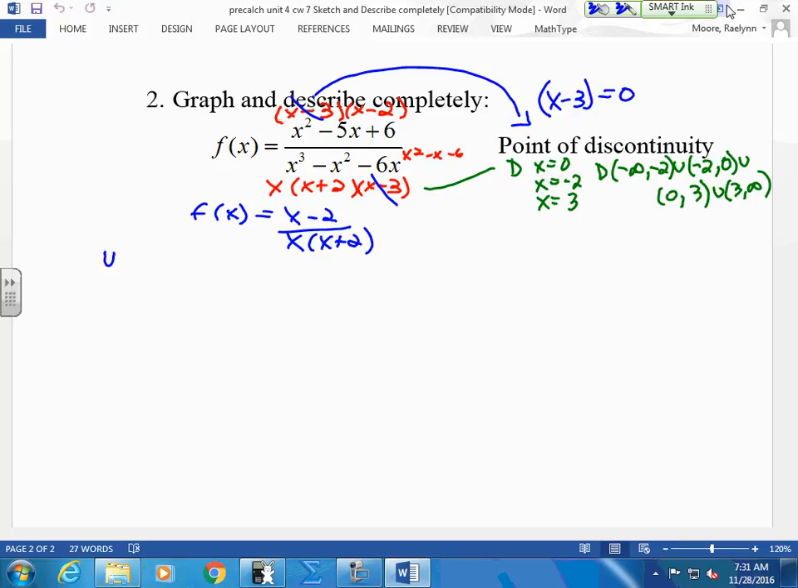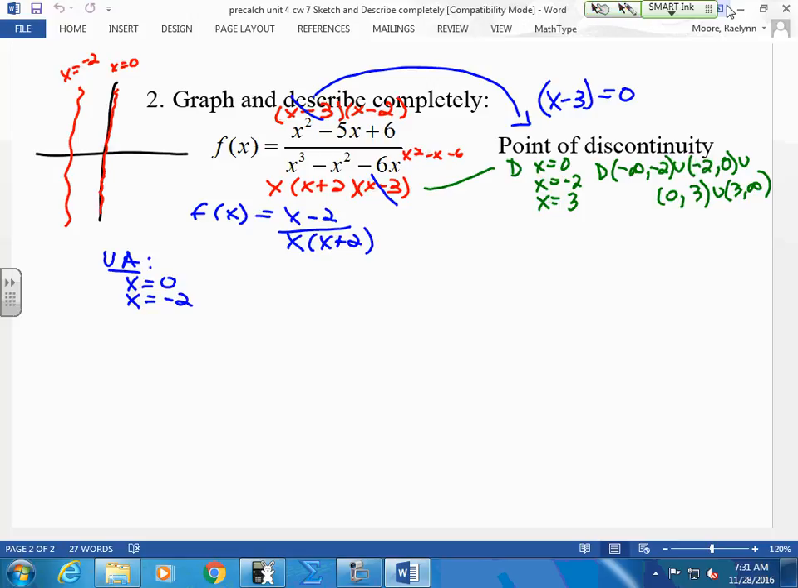So vertical asymptotes. Vertical asymptotes after we factor, that's why we say after we factor, is what's left in our denominator. So x is equal to 0 and x is equal to -2. And that certainly made sense to us, didn't it? So here's my sketch. I've got an x is equal to 0 and I've got an x is equal to -2. I'm leaving my point of discontinuity over there for a minute.